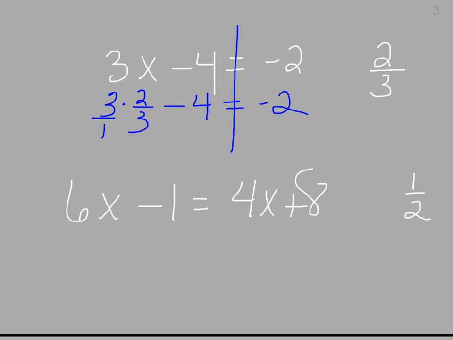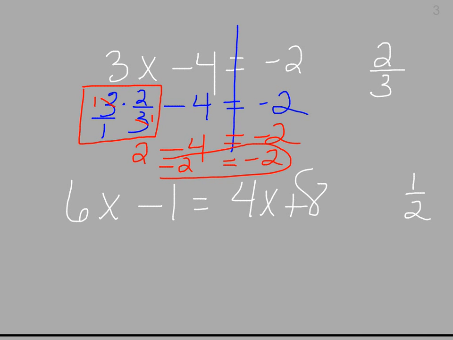I'm just going to look at this multiplication problem right here, and I'm going to cancel where I can. My 3's can cancel, leaving me with 1 and 1. Then this whole thing in the red box becomes a positive 2. So I end up with 2 minus 4 equals -2, and 2 minus 4 is -2. So I get -2 equals -2, which is a true statement. So yes, 2/3 is a solution.